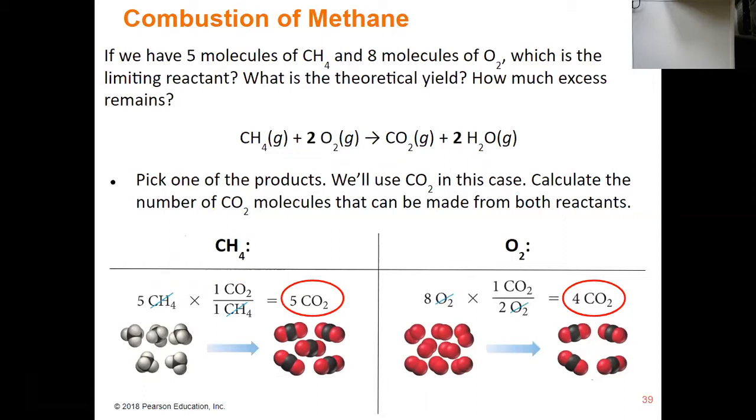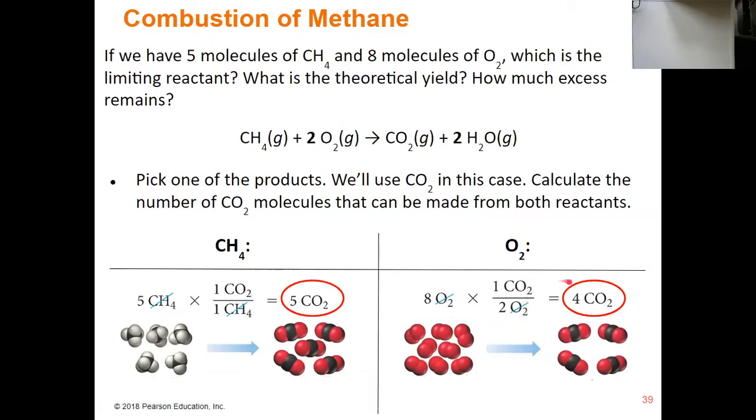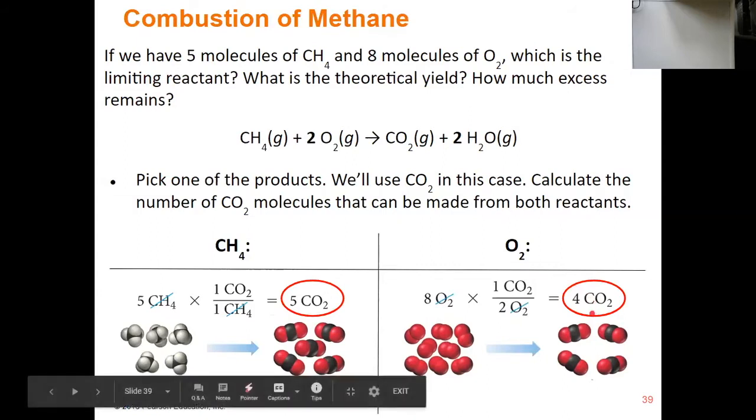So once you pick CO2, you have to stick with CO2 for both reactants. If you picked H2O, you have to stick with H2O for both reactants. So I can see from my 1-to-1 ratio between methane and CO2 that if I have 5 molecules of methane, I'll produce 5 molecules of CO2. If I have 8 molecules of oxygen, I'm going to see that there's a 2-to-1 ratio between oxygen and CO2. That will leave me with 4 molecules of CO2.